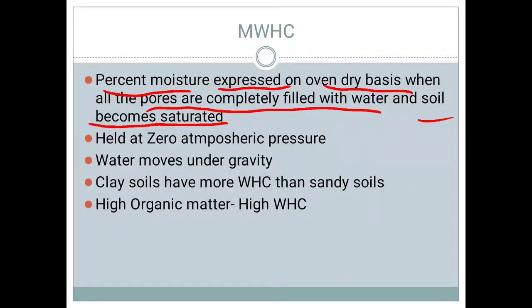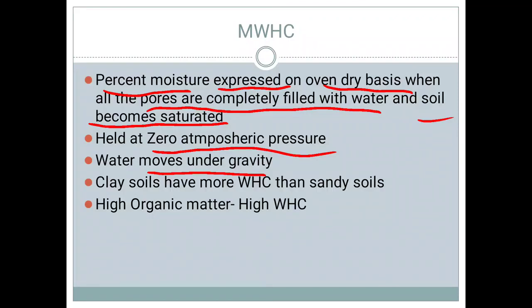MWHC, maximum water holding capacity of the soil. All the pores are completely filled with water, and that time when we express percent moisture on oven dry basis, this is called MWHC. This water is held at 0 atmospheric pressure. Pressure is 0. Water moves under gravity.